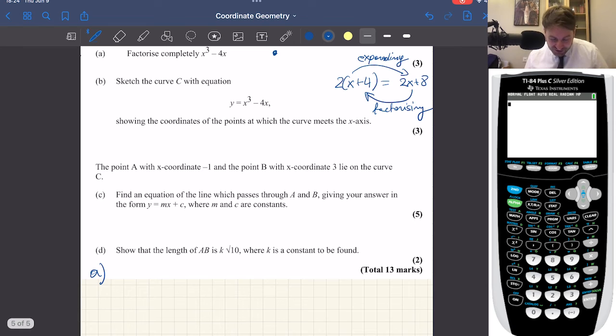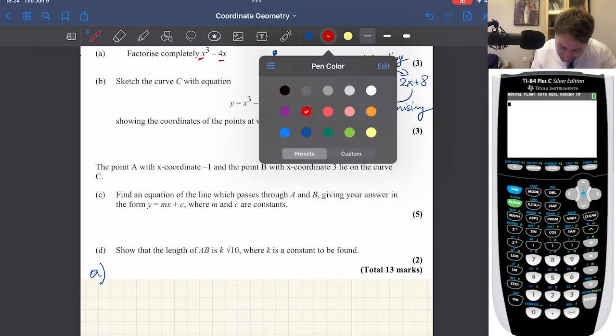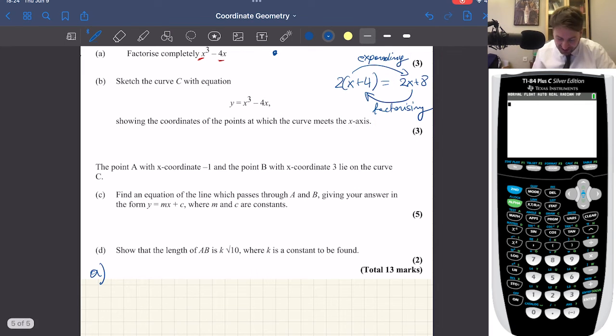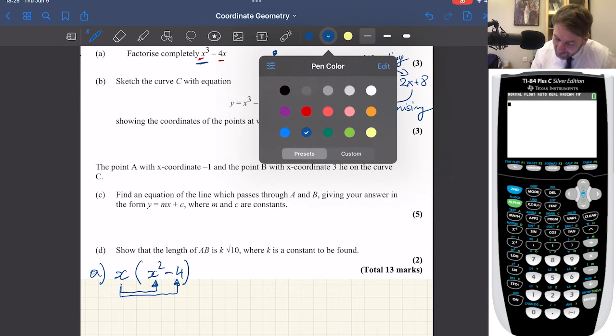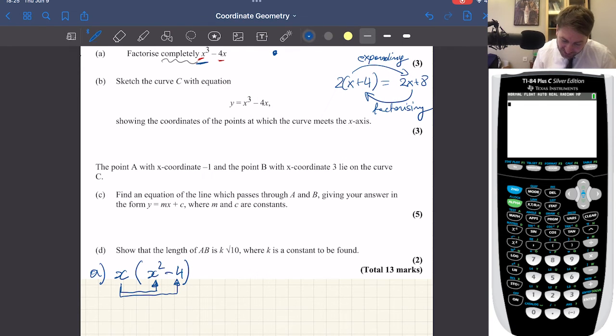We got x to the power of 3 minus 4x. This one, clearly both of them have x in common. That's how you need to look at factorization. They have x in common. That's what we're gonna get out. So now I ask myself, x times what gives me the first term? And that must be x squared. And then x times what gives me minus 4x? That's gonna be minus 4. Now, this is the reason why they use the word completely, because right now I did factorize, but it's not fully factorized. I can still do something about that.